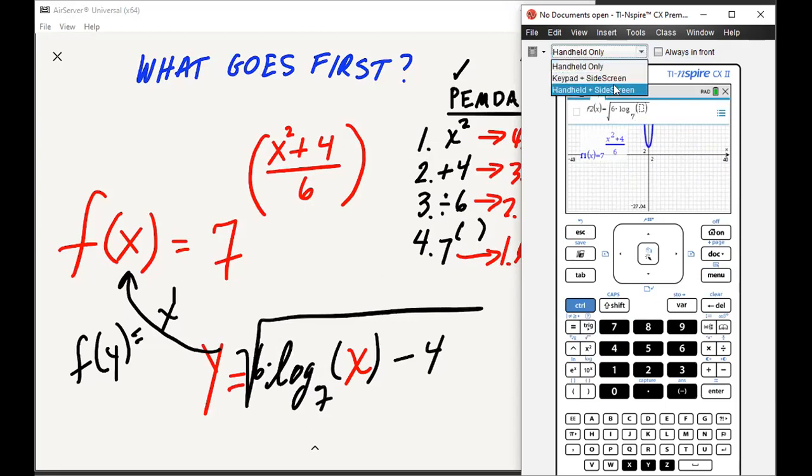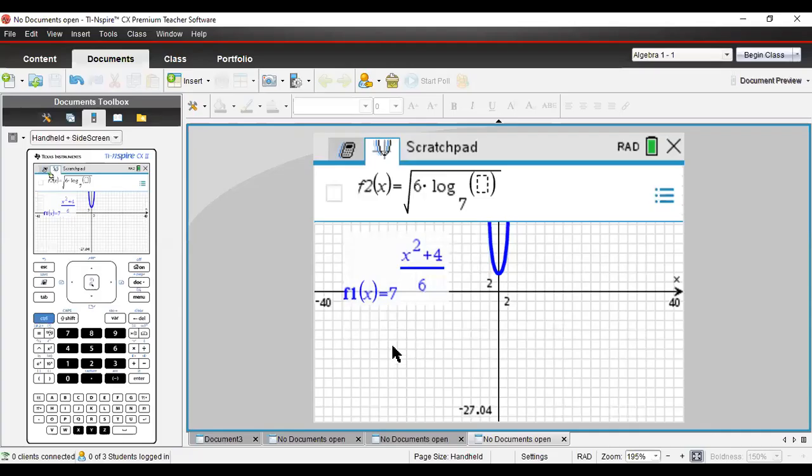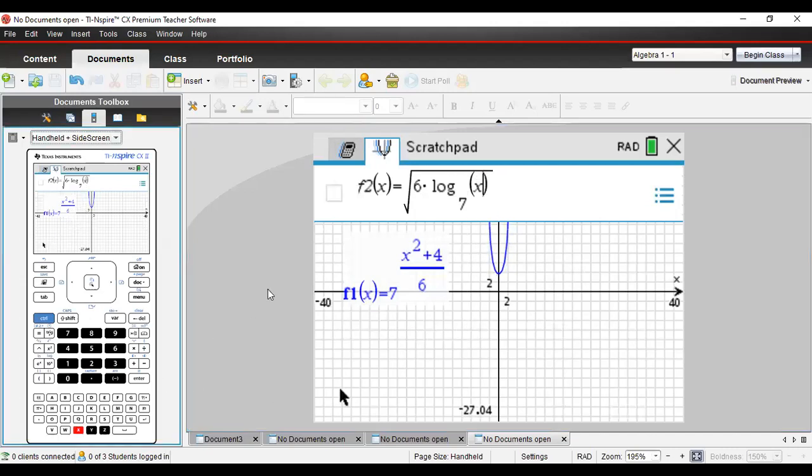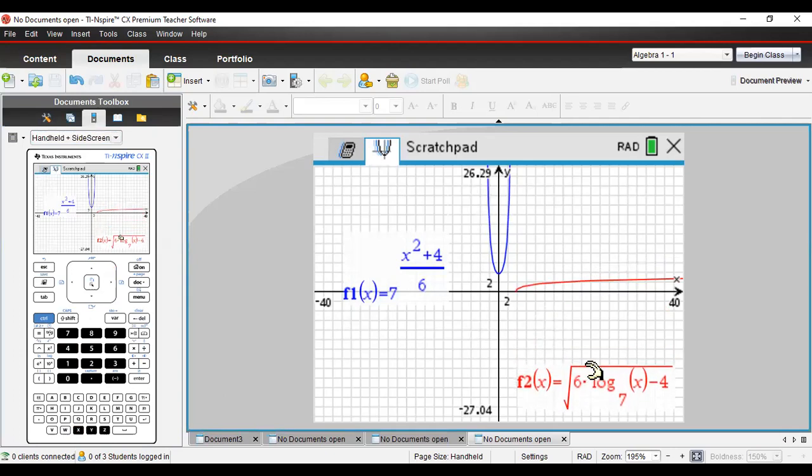Actually, let's do it this way so everyone can see exactly what I'm doing. All right, and then this is going to be x, and then it's going to be minus 4. Press enter. And this is what we have here.